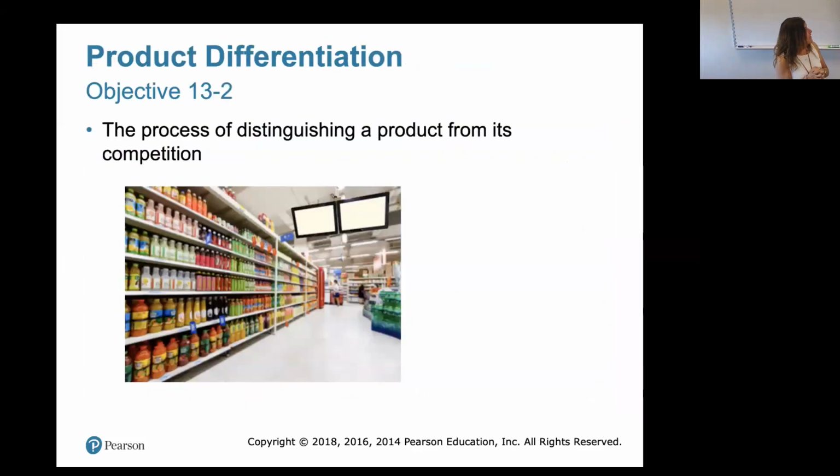Next topic is product differentiation, the process of distinguishing a product from its competition. There's a lot of competition in consumer products. Right, you go to a grocery store aisle. What is this? This is all drinks like juices, vitamin bars, or whatever those are. I don't know, but how do you choose which one to buy? They all kind of look the same. Maybe a little different shape of a bottle, different colors. Branding is probably important. Certain people prefer a certain brand over another. Right. But there are other ways to differentiate yourself.